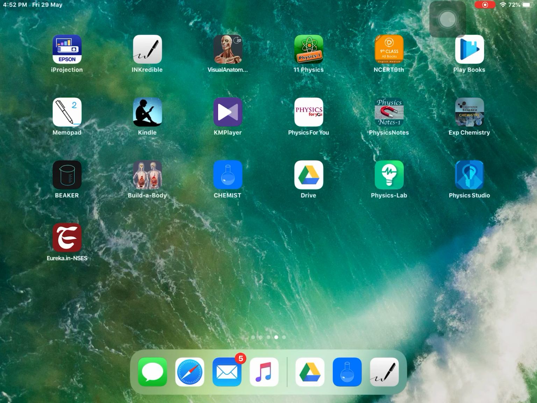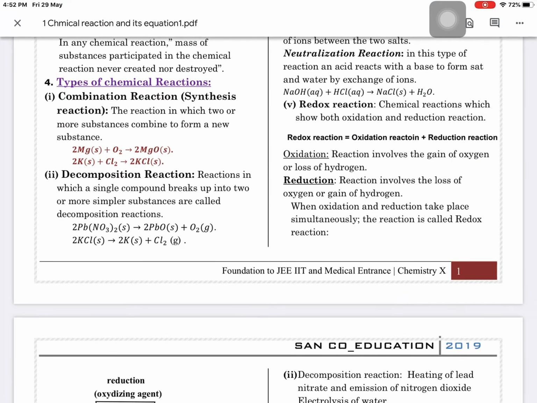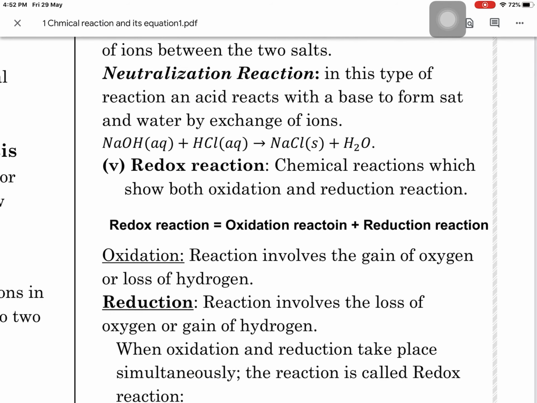So what do you understand by the term neutralization reaction? In this type of reaction, an acid reacts with the base to form salt and water by the exchange of ions. You may see the equation NaOH plus HCl gives rise to NaCl plus H2O. When an acid reacts with a base, they react with each other and form salt and water. This reaction is said to be a neutralization reaction, as they are neutralizing the effect of each other. Clear, guys? Everybody understood this?